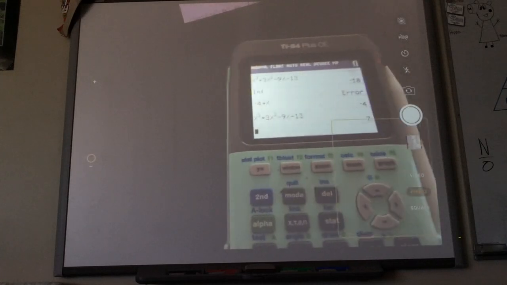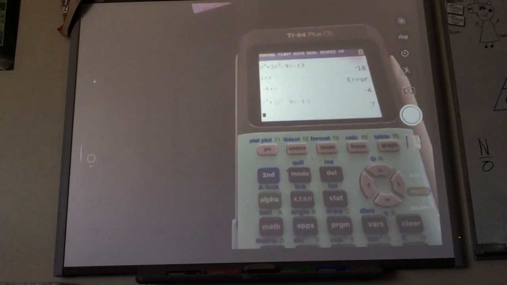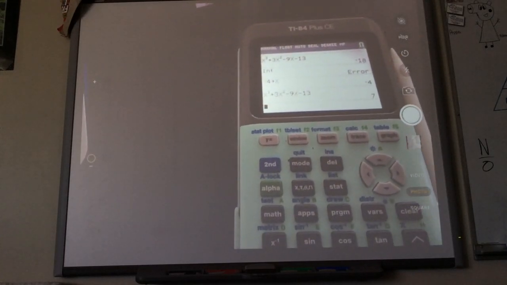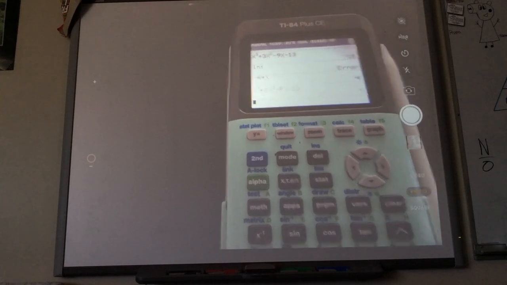It makes my calculator different because I put X and then store. No, you have to do the number and then store it. Yeah, you have to type the number first, then store it as X.